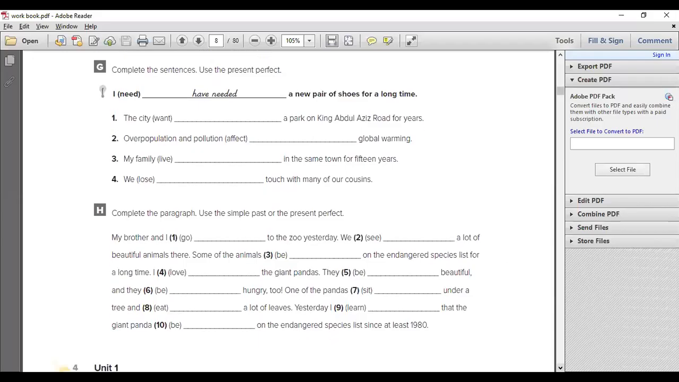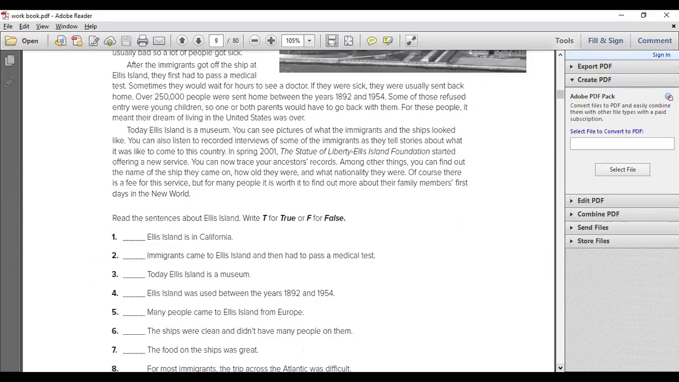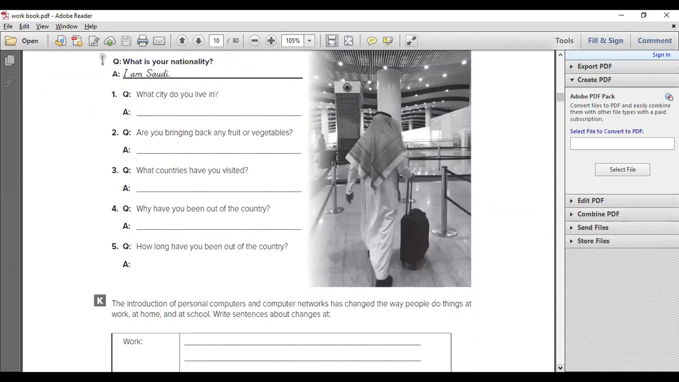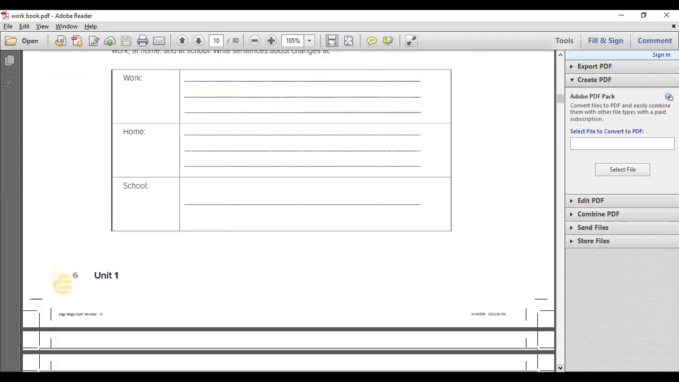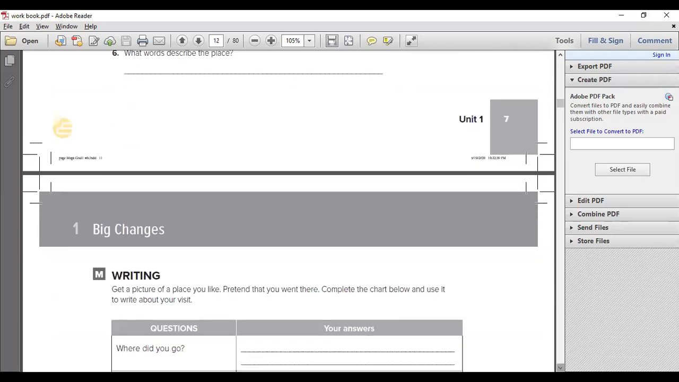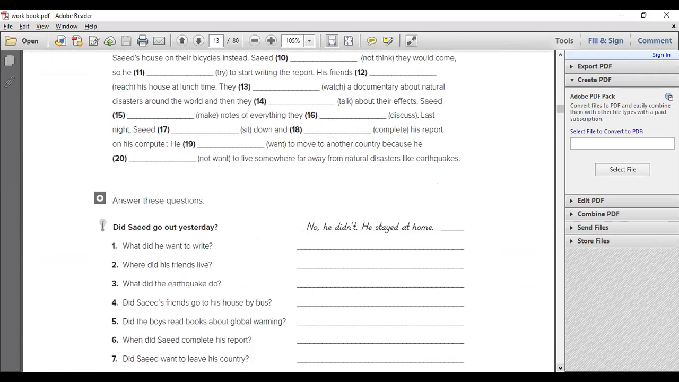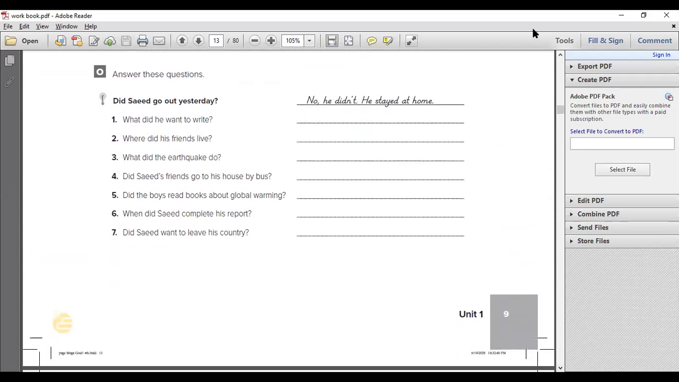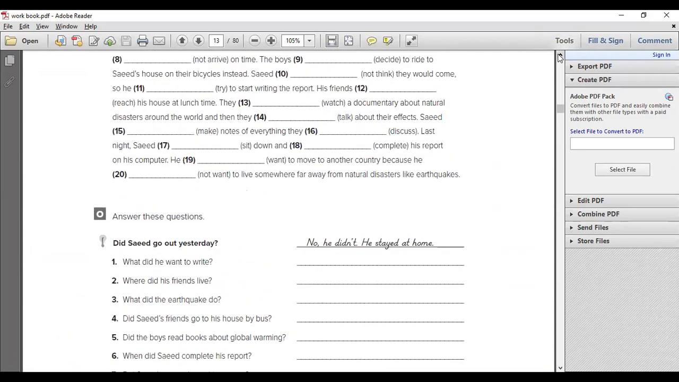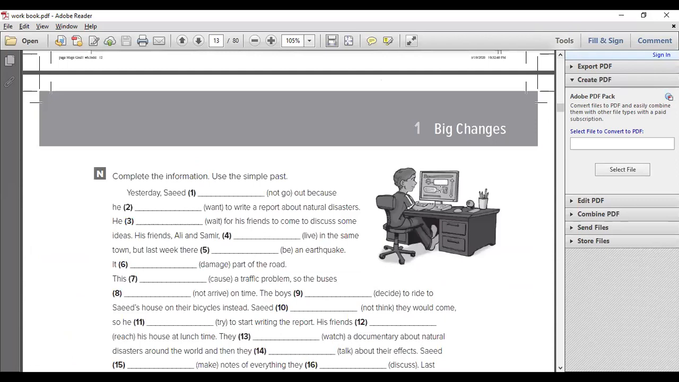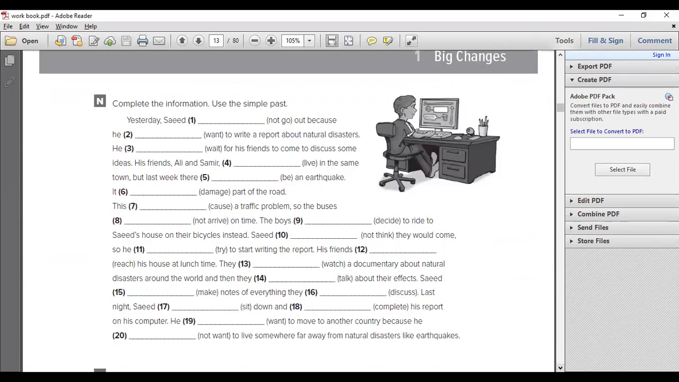Okay, so let's move on to page... We're not going to do page 5. We're going to do page 9. Here, page 9, exercise N. We're going to complete the information using the simple past. As you know, the simple past is verb to.